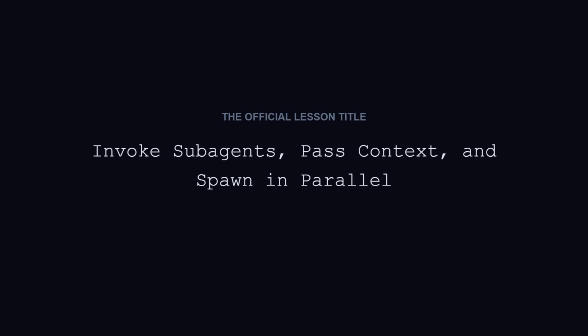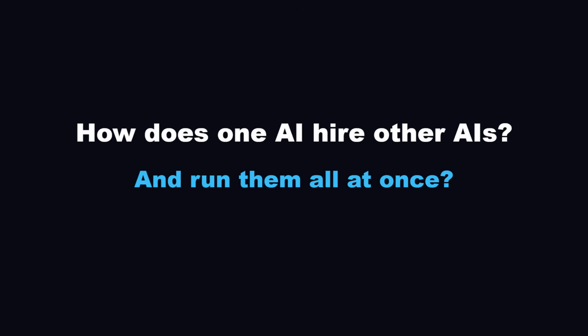Quick promise before we start. If you've never built an AI agent, that's fine. I'll explain every single word, no jargon without a definition. This is lesson 1.3 of the Claude Certified Architect series. Domain 1. That's 27% of the exam.